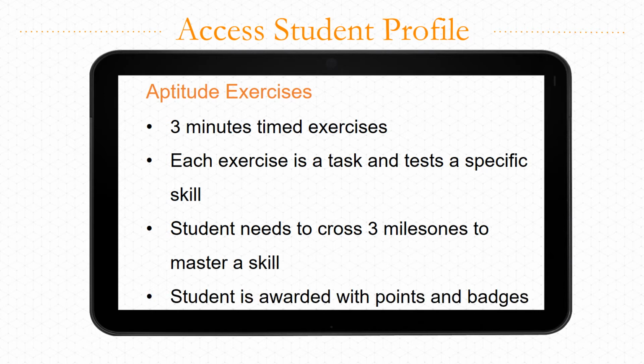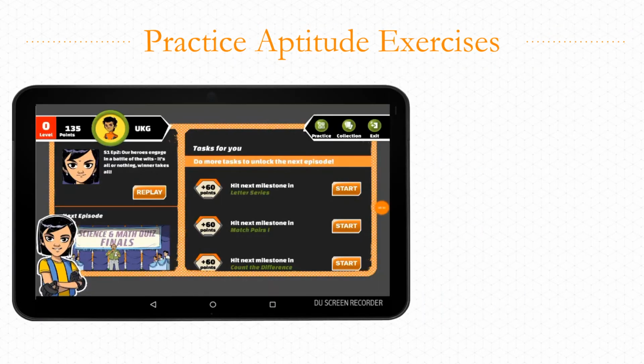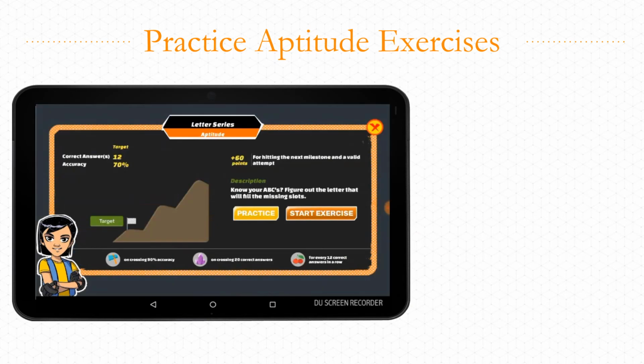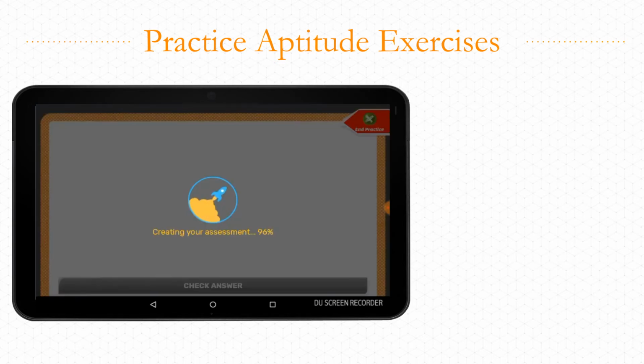To incentivize users of Cuestudent, the student is awarded points for completing tasks regularly and correctly. The student also gets badges for exceptional performance in a particular activity. Within the aptitude exercise, clicking on the Start button next to the task will give the student two options: to practice the task or to start the exercise.